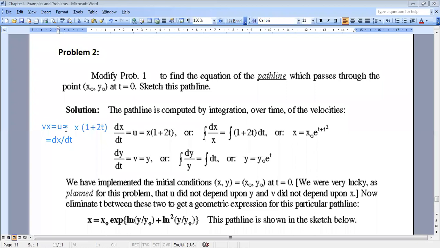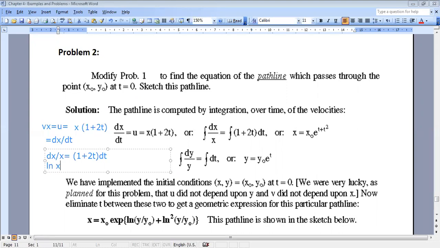So all I have to do to find x here is to integrate my relation. To integrate, I will do separation of variables. I will take x to the side of dx and dt to the other side. So I will get that dx over x is equal to (1 plus 2t) dt.